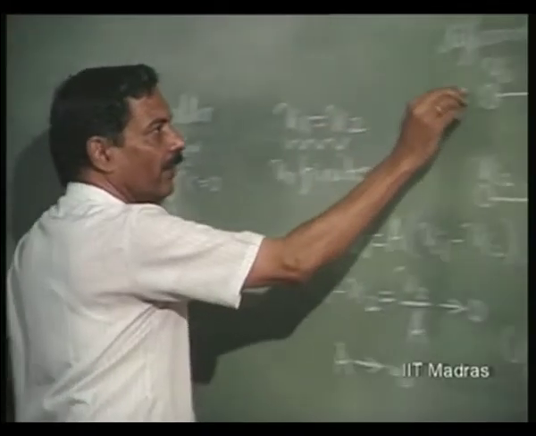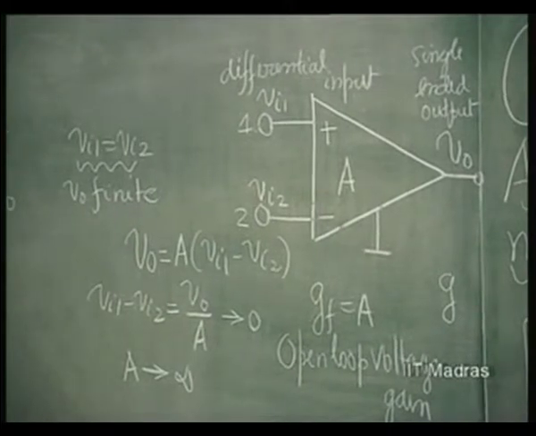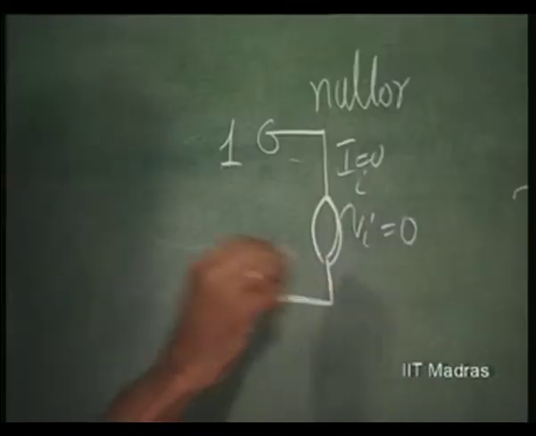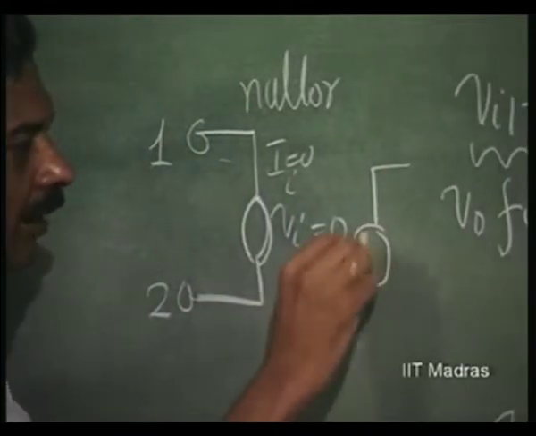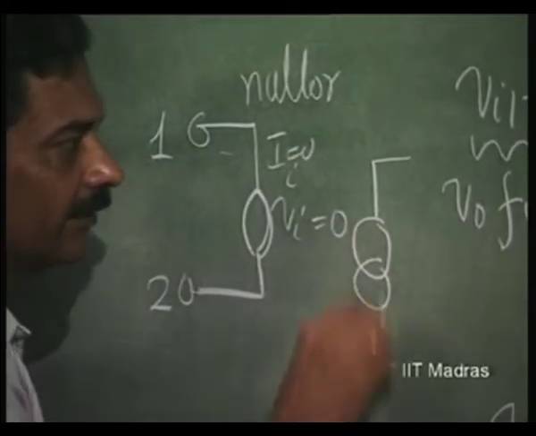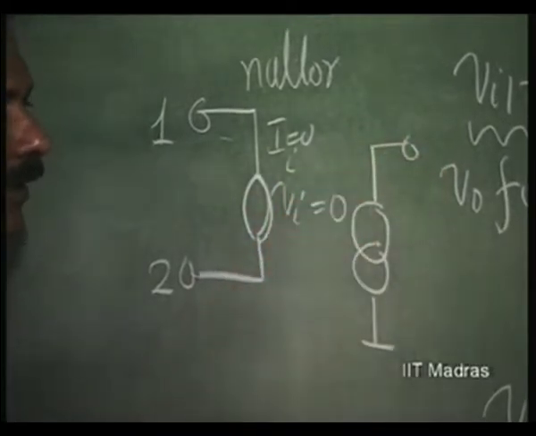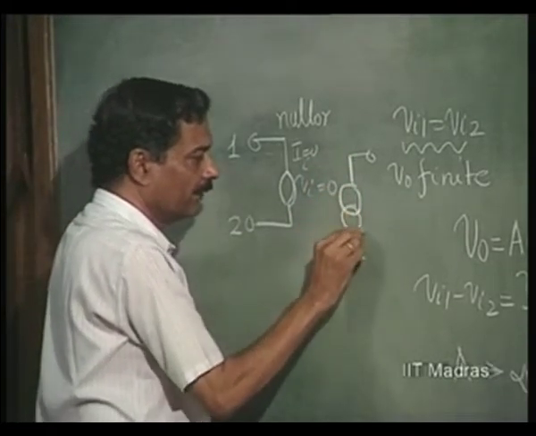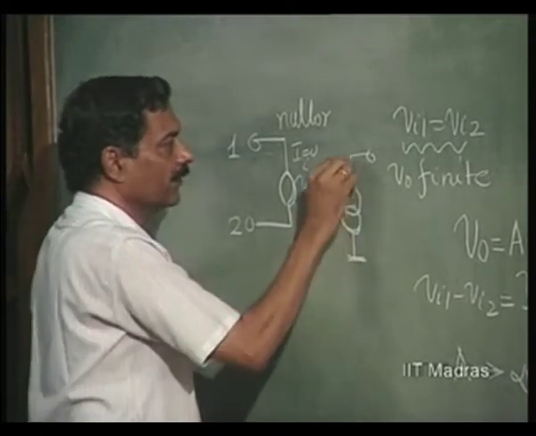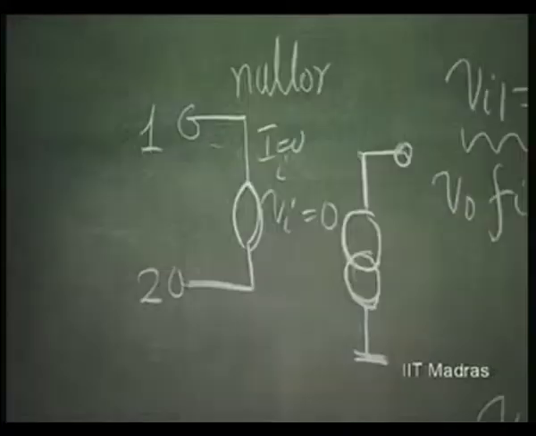So, this is called 1, let us say this is called 2. Between 1 and 2, ideally speaking, you have a null. And of course, the output can be anything finite. So, it can have any voltage and any current. So, this is a narrator. So, this is the simplest equivalent circuit in terms of nullator and narrator for an operational amplifier of this type.